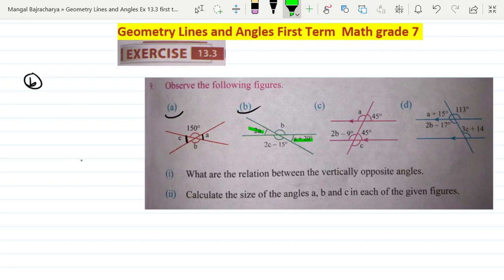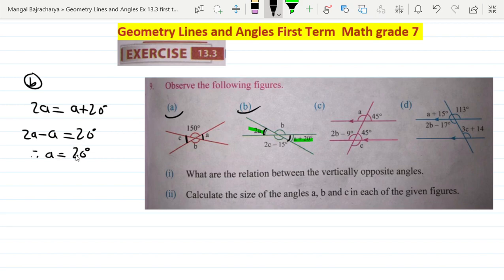What is the relation between these two angles? Here we see these are the vertically opposite angles. So these two you can say are equal. So you say 2A equals A plus 20 degree. So A you bring on the left side, and then equals 20. Therefore you get A equal to 20 degrees. So the value of A is solved.